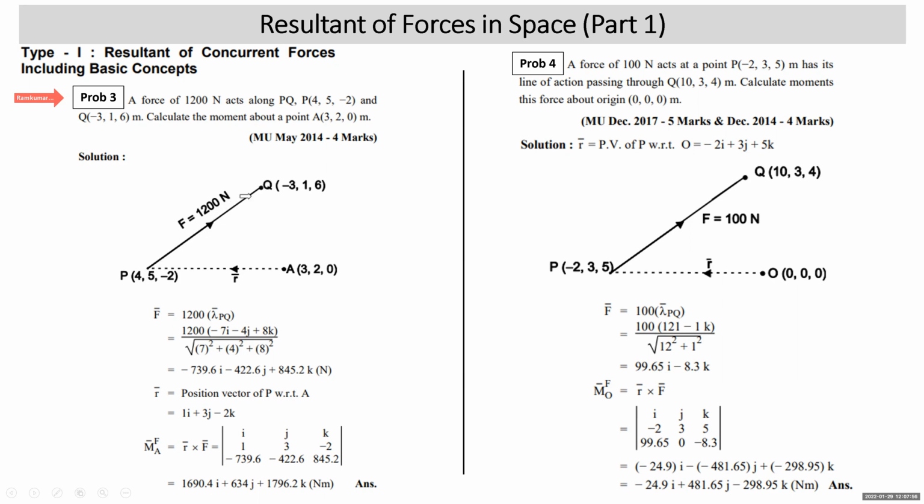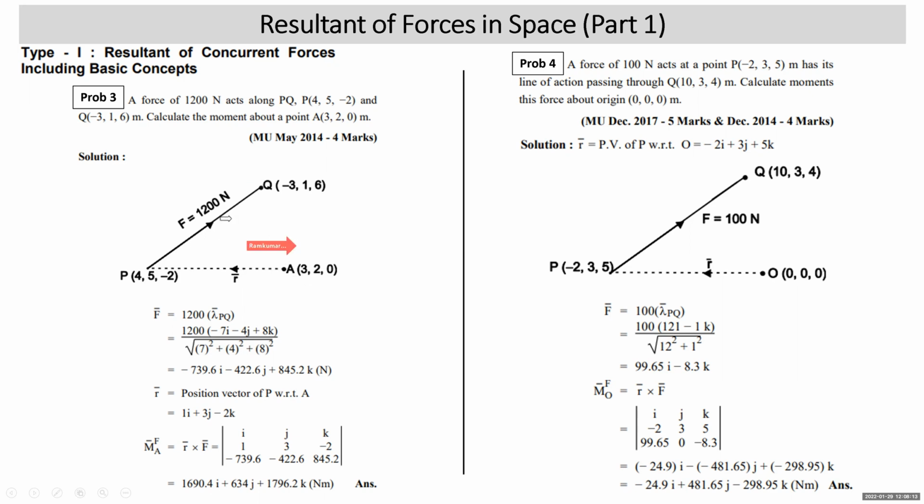Simply I have drawn a line showing the force F as 1200. I've shown P point with coordinates as given, 4, 5, minus 2. Point Q with coordinates minus 3, 1, and 6. All right. And you want to find the moment of the force about the point A. So I have shown point A with coordinates 3, 2, 0.